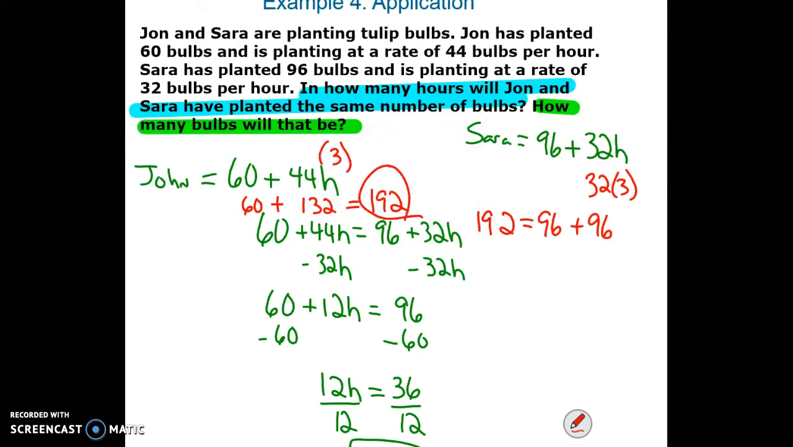So, how many bulbs will that be? 192. How many hours? 3. I hope this helps.